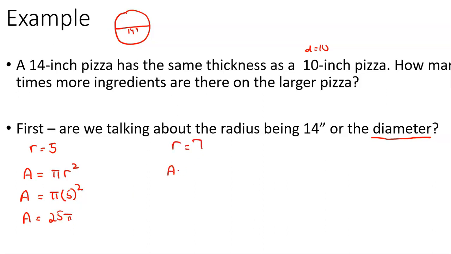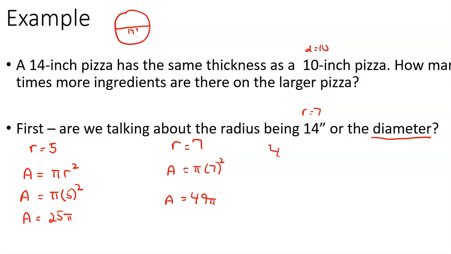How about the one with the radius of 7? In that case, area is equal to pi times 7 squared, right? Because if the diameter is 14, then the radius is 7. So here my area is 49 pi. Look at those two values. You realize the 49 pi is almost double the 25 pi.